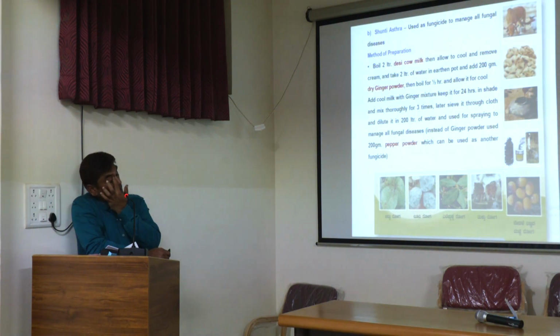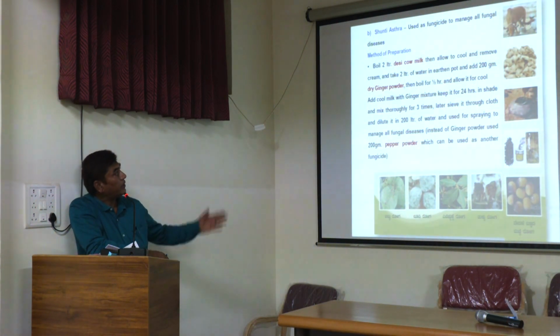Shunti astra is used as a fungicide to manage almost all fungal diseases in natural farming. So major ingredients are desi cow milk and dry ginger powder. There is a protocol, boiling desi cow milk and so on.